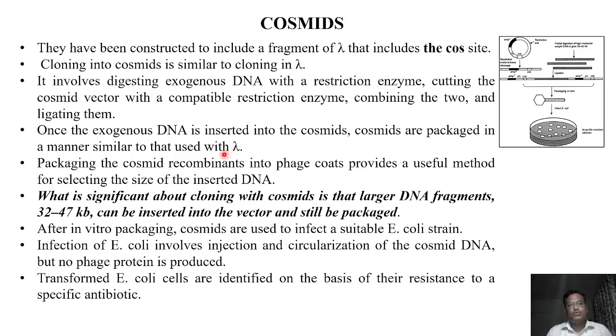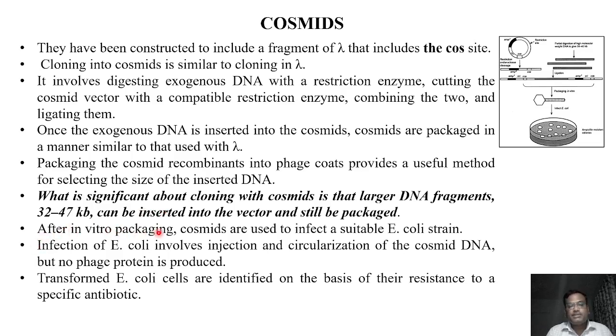Of course, using a plasmid, we can transfer a gene into the bacteria. Using lambda phage also, we can transfer the gene into the bacteria. But there is a limitation on the size of the gene which can be transferred in those two cases. But here, using a cosmid, using this hybrid, we can transfer a very large gene into the bacteria. So that is the main thing about cosmids.